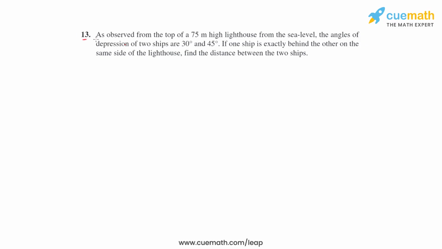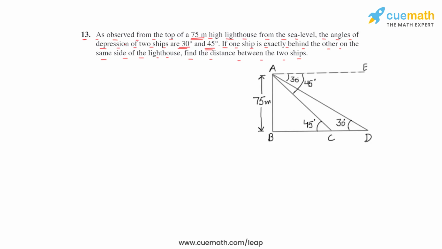13th question. As observed from the top of a 75-meter high lighthouse from the sea level, the angles of depression of two ships are 30 degrees and 45 degrees. If one ship is exactly behind the other on the same side of the lighthouse, find the distance between the two ships. So, let's make a diagram.